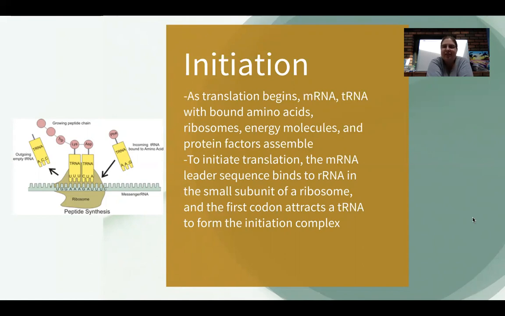So to initiate translation, we start off with the mRNA leader sequence, and it's going to bind itself to the rRNA or the ribosomal RNA in the small subunit of a ribosome. Now remember, the ribosome is made up of two parts. We have the small subunit on the bottom, and then we have the large subunit on top. So the small subunit is what's going to attach to the leader sequence on the messenger RNA, and that is going to allow it to be rooted there so that it can start being read.